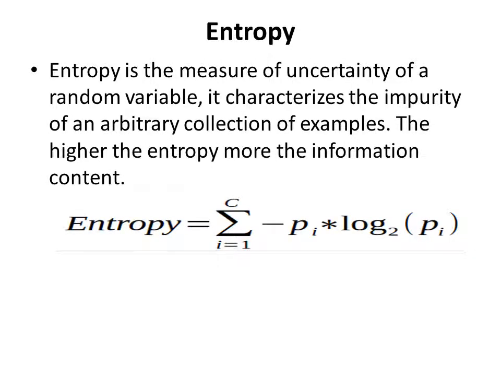And entropy, what is entropy? Entropy is the measure of uncertainty of a random variable. It categorizes the impurity of an arbitrary collection of examples. The higher the entropy, the more the information content. So entropy equals summation i equals 1 to C of minus P of i multiplied by log to the base 2 P of i.